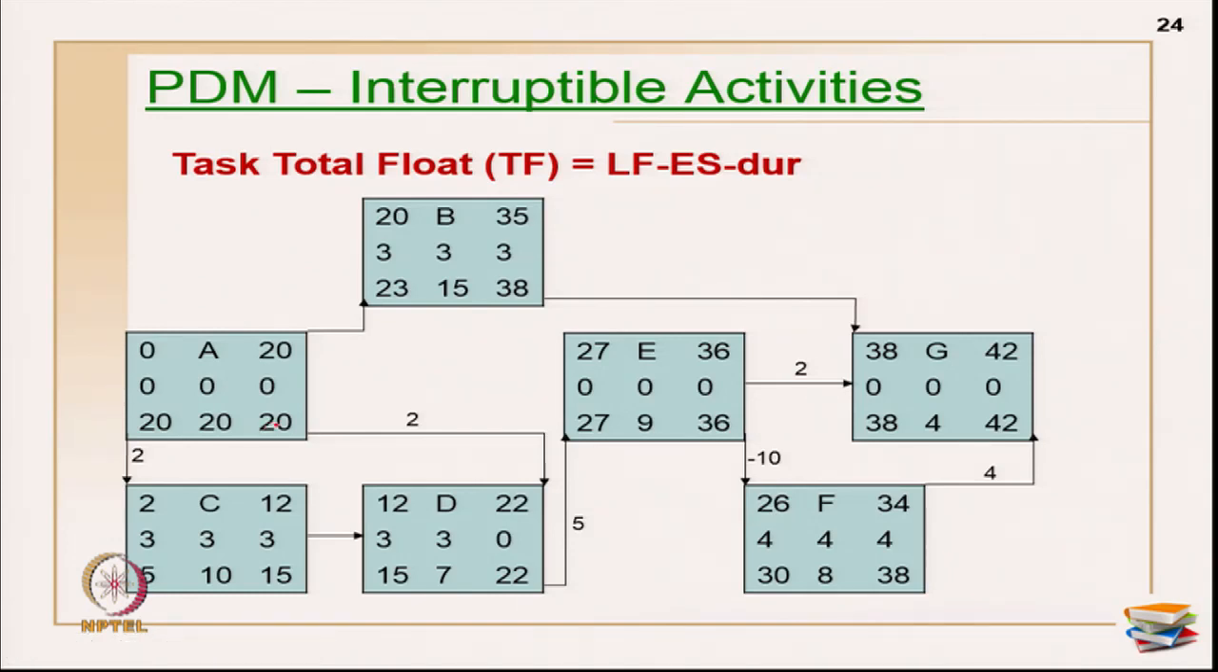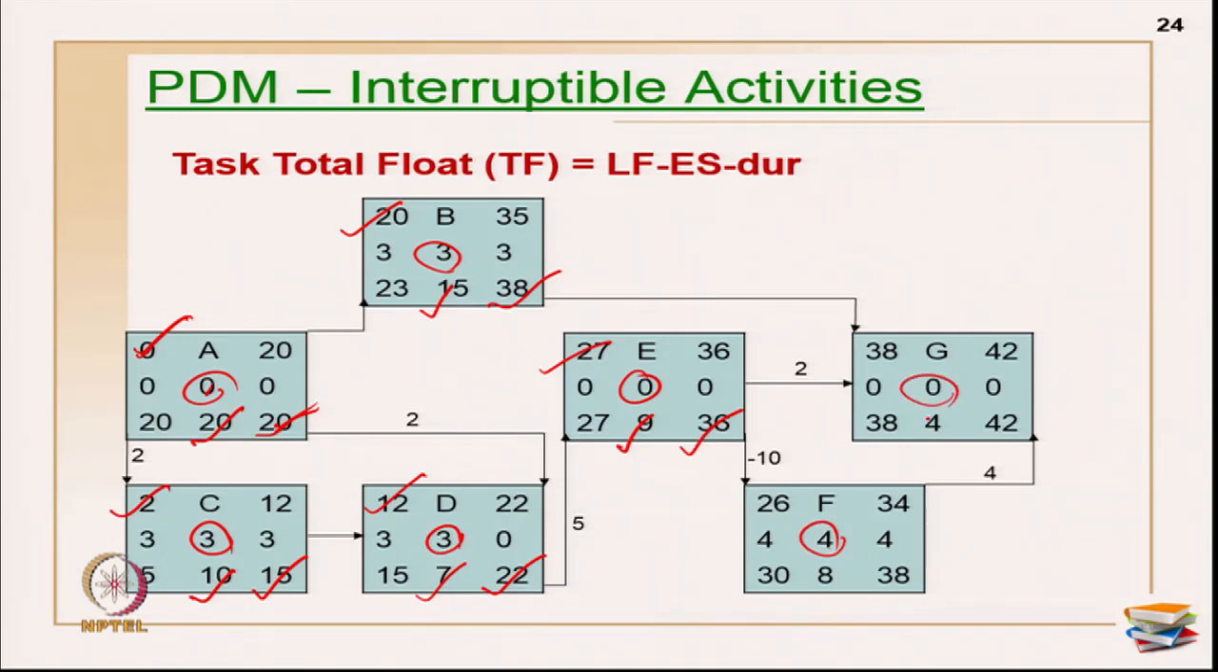Late finish minus early start minus duration. So, 20 minus 0 minus 20, this becomes 0. 38 minus 20 minus 15, this becomes 3. 15 minus 2 minus 10, this becomes 3. 22 minus 12 minus 10, this becomes 3. 36 minus 29 minus 9 becomes 0, 38 minus 24 minus 8, this becomes 4, and this becomes 0 here.